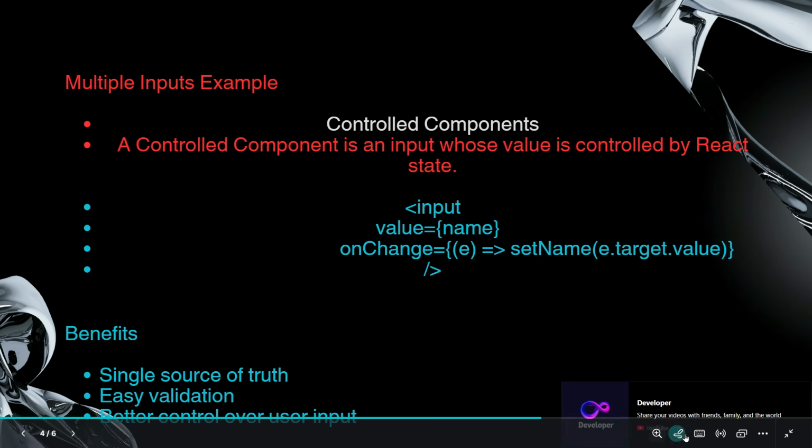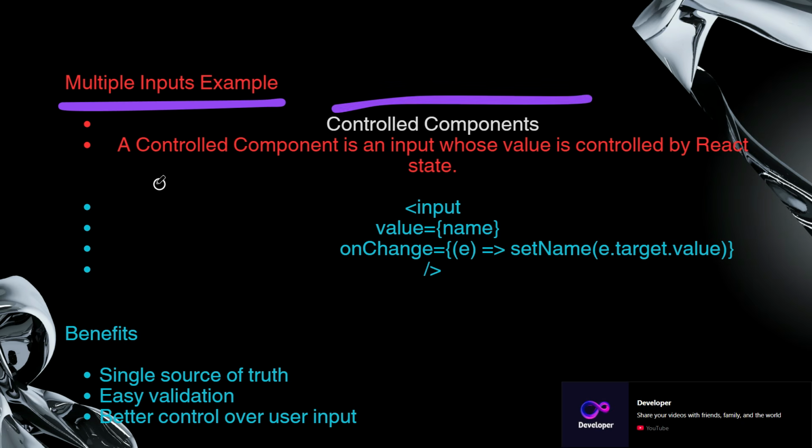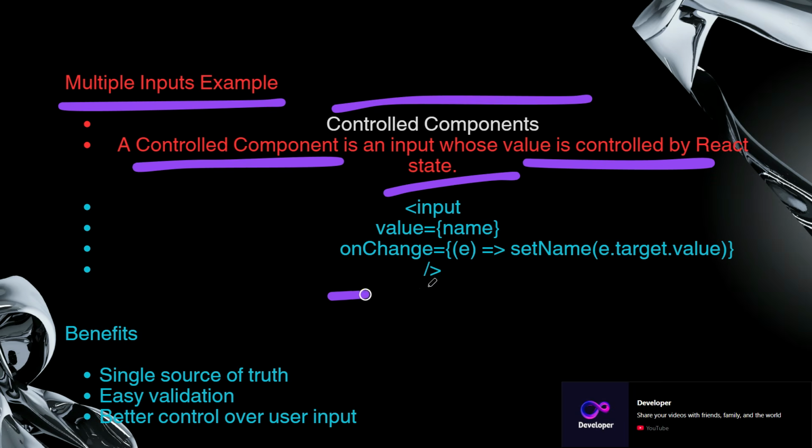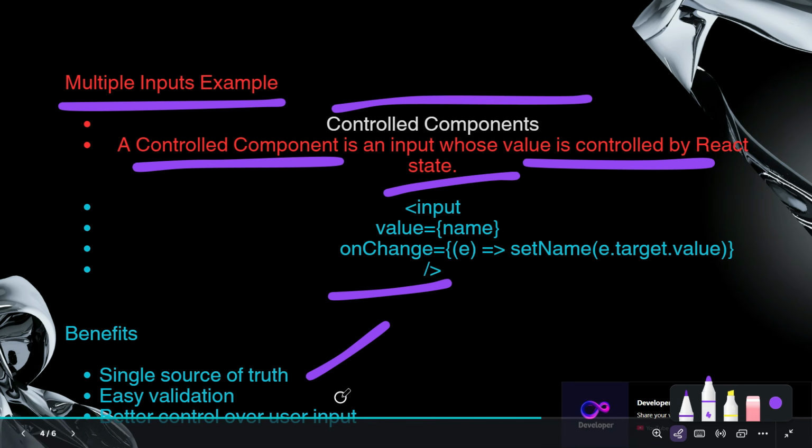This is what we have here: multiple input examples, then controlled components. A controlled component is an input whose value is controlled by the React state. You will understand, and then the single source of truth. We will also validate the form before submitting, and get better control over user input. Got it? So I will see you in the next one.